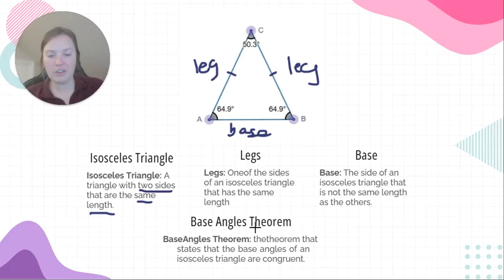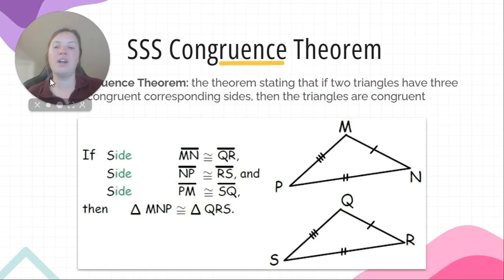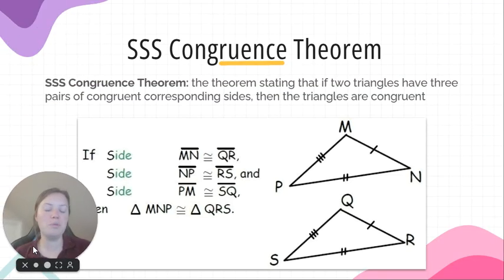The base angle theorem tells us that if we have an isosceles triangle, where two legs are the same length, then the base angles, so the angles that are attached to the base, are also going to be congruent. You can see here in my example, we have 64.9, 64.9. They are the same measure. So basically, we have a triangle with two same length sides, and with those same length sides, we have two congruent angles.